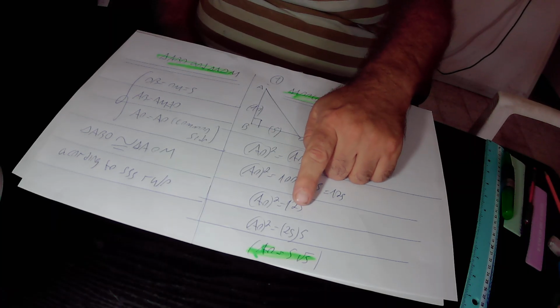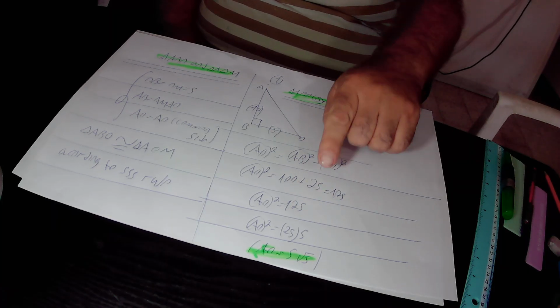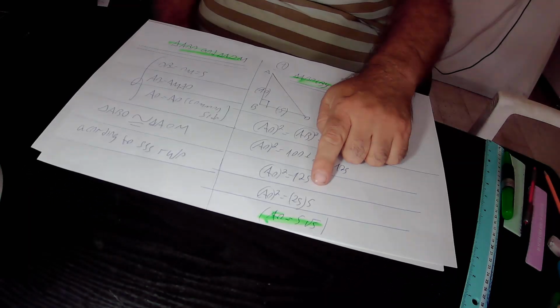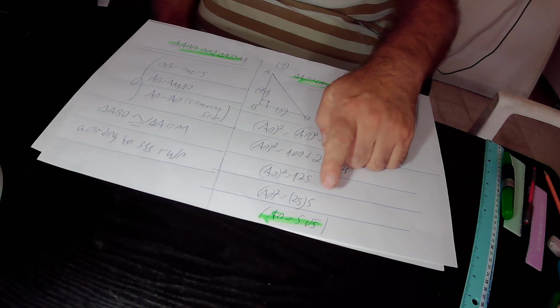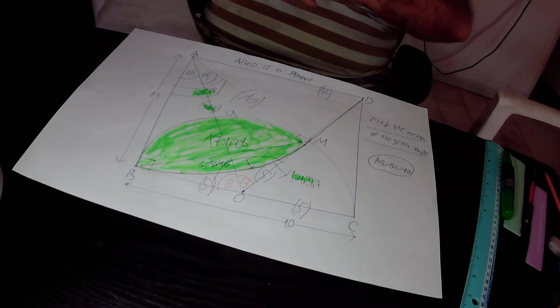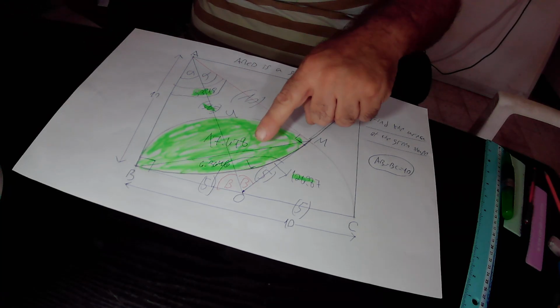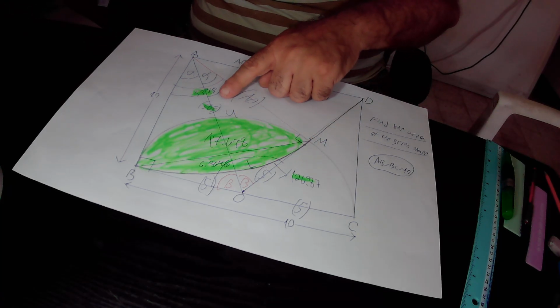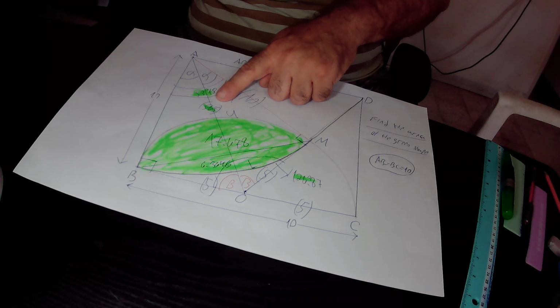The square root of 25 is 5, so inside the root we are left only with 5. So in total we find that AO equals 5 times the square root of 5 units in length. This is side AO. It equals 5 times the square root of 5 units in length.